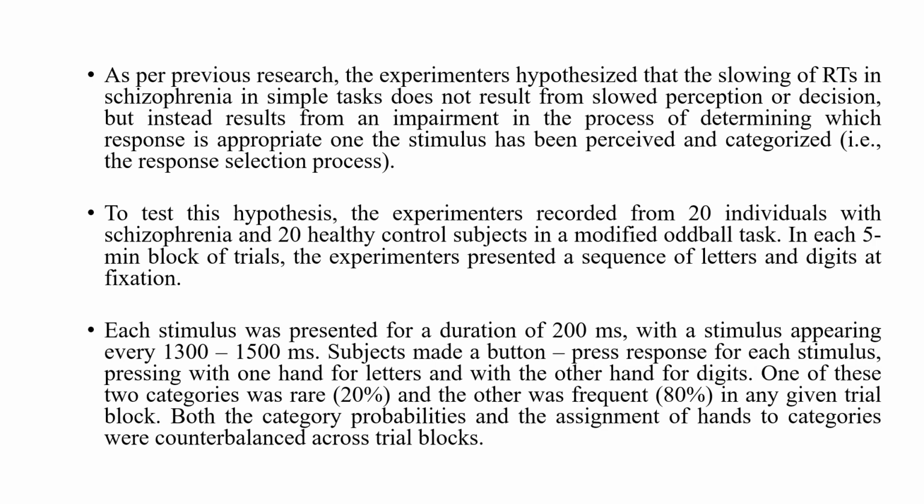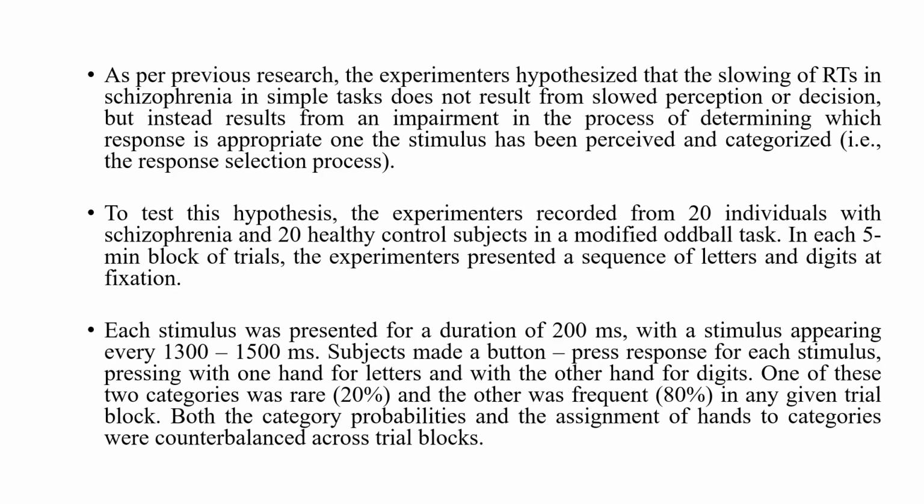Now, as per previous research, experimenters hypothesized that the slowing of the reaction times in schizophrenia in simple tasks does not result from slowed perception or decision making, but from an impairment in the process of determining which response is the appropriate one, once the stimulus has been perceived and categorized. So, it seems that this slowness of response is basically due to the time taken by the schizophrenic participants in deciding the appropriate response, in the response selection process. Alright, so this is the hypothesis that they went in with.